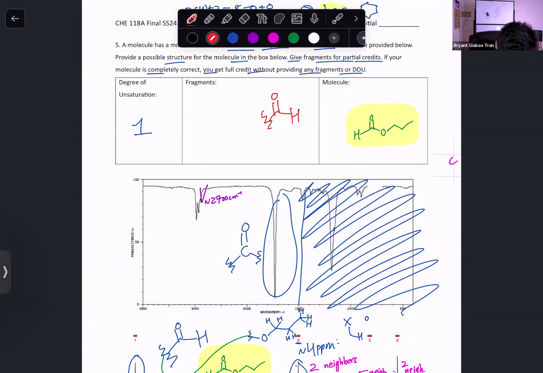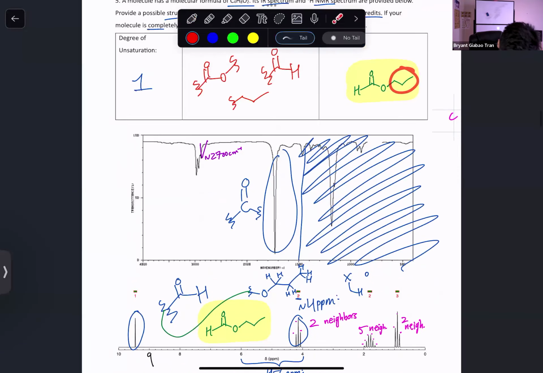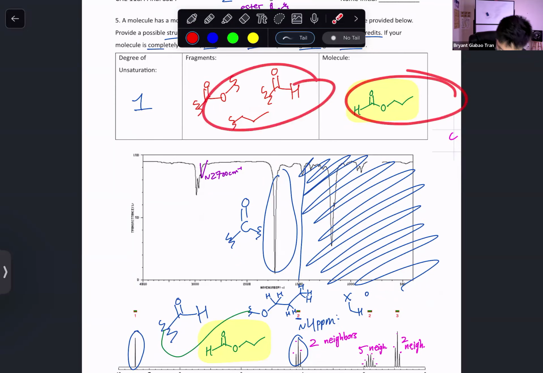You could say that there is an ester somewhere to get partial credit for that ester as well. And then you could even, based on the HNMR, do the R group that is attached to that final product here, which is this R group right here, to get partial credit. And then combining the pieces together, you should get that.